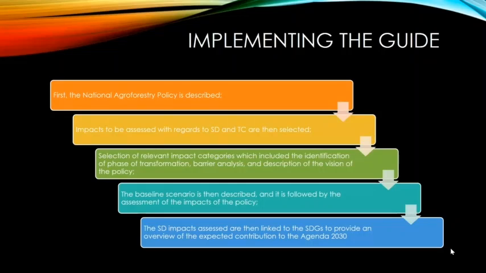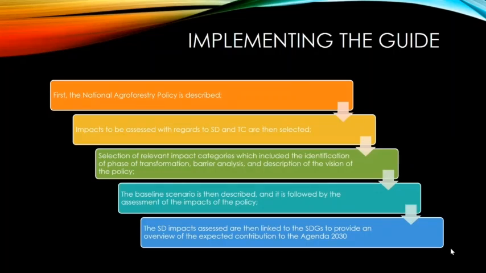So first, we had to provide a description of our national agroforestry policy. The guide provided a table for this, and so you would input the information based on your policy or your action that you are assessing. And then you would select the impacts that you would assess in regards to sustainable development and transformational change. This was done as well.